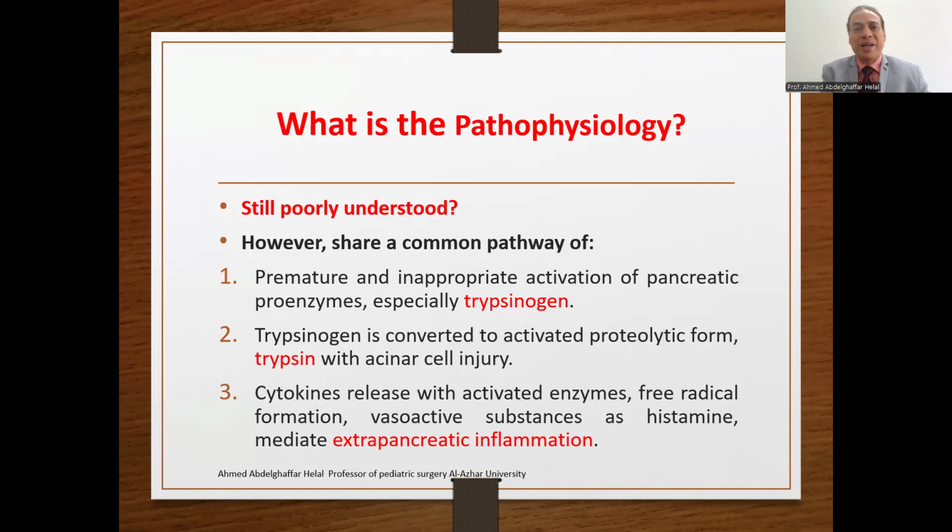Why does acute pancreatitis happen? We said that this is related to inappropriate and early activation of the pancreatic proenzymes to the active form, and this active form will digest the parenchyma of the pancreas, followed by accumulation of cytokines and inflammatory cells, and these cytokines and inflammatory cells mediate inflammation of the pancreas and surrounding tissue.